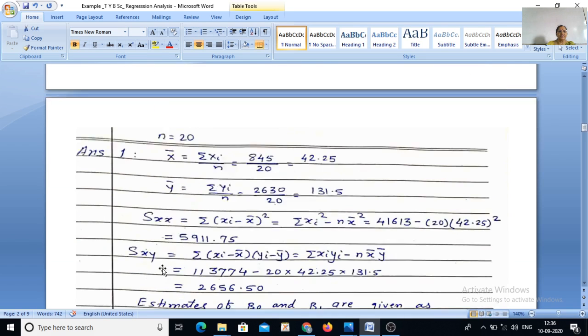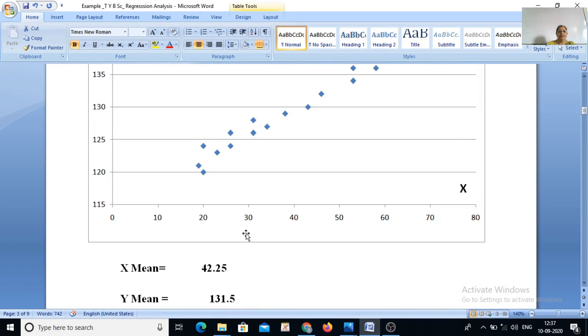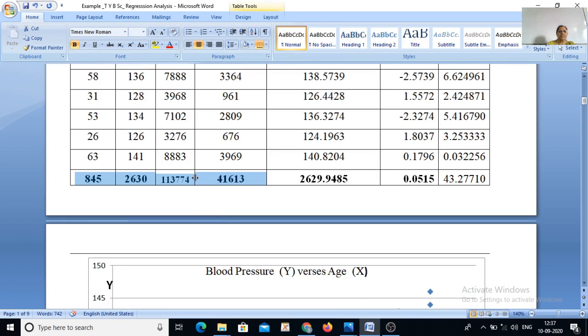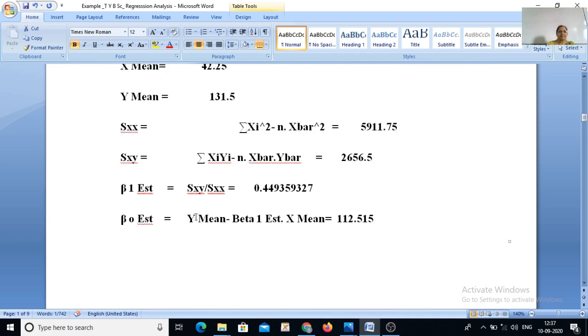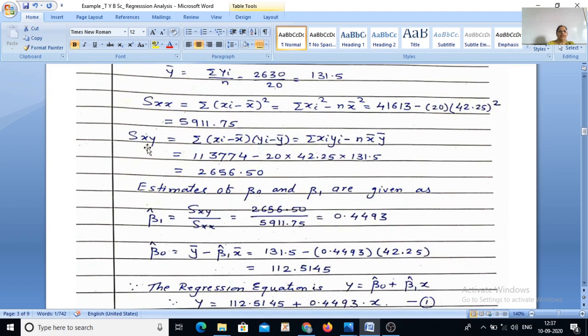Similarly, in order to compute Sxy, the formula for Sxy is summation of (xi minus x bar) into (yi minus y bar). If you simplify this, I will get the final result as summation of xi yi minus n times x bar into y bar, and this particular formula I am going to use for computation of Sxy, using summation of xi yi from this particular table. So this is my summation of xi yi. Okay, and this is my x bar and y bar. So using x bar, y bar, n equal to 20, I can compute Sxy.